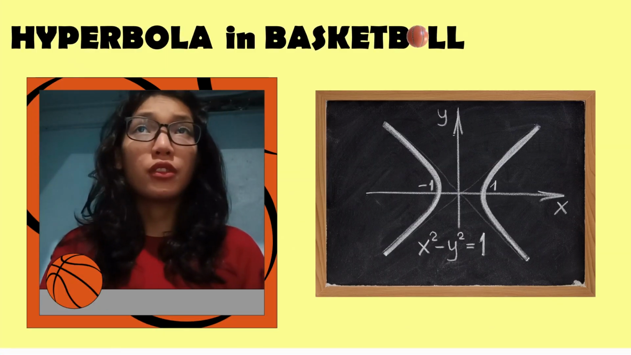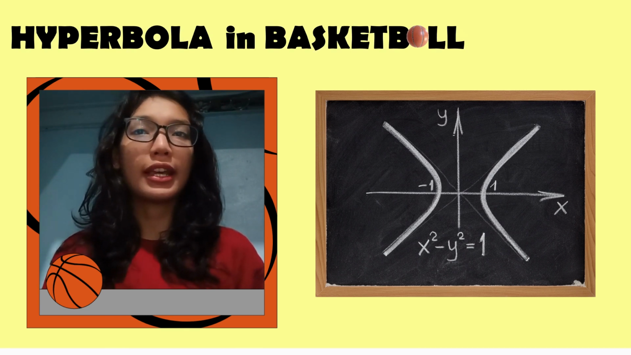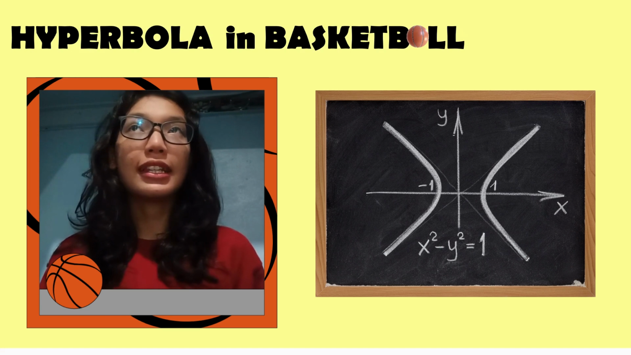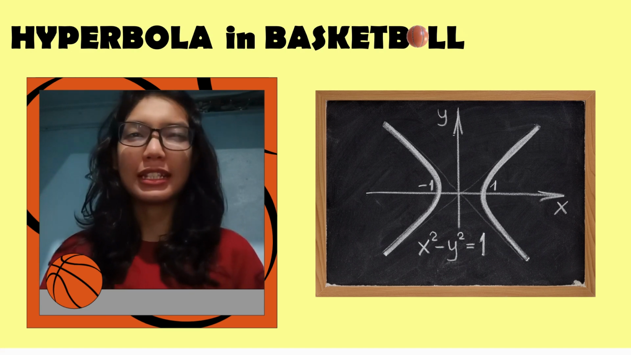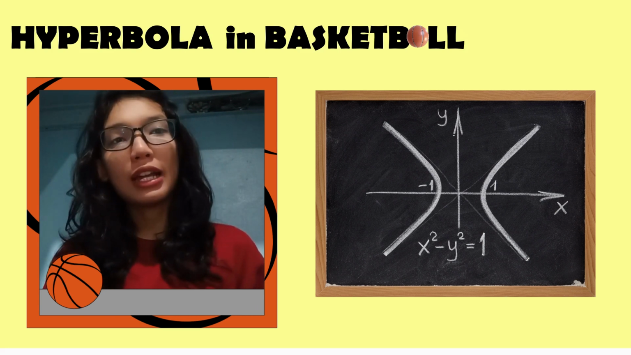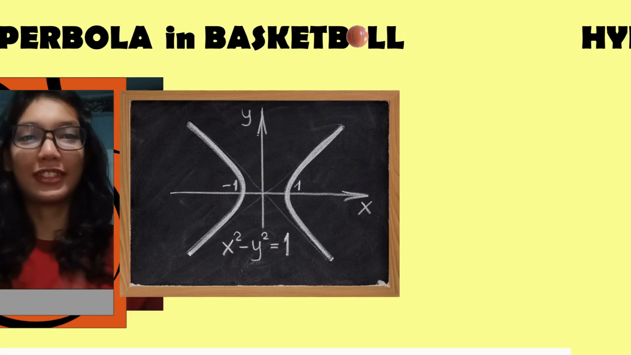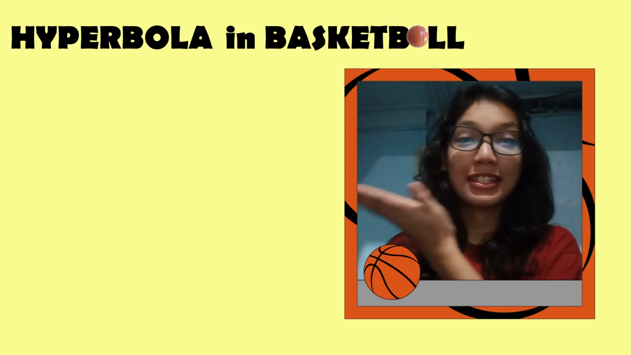Before we delve into the three-point line, let's briefly review what a hyperbola is. So basically, a hyperbola is a conic section formed when a plane intersects a double cone. It consists of two distinct branches that are symmetrical about the center. So the standard equation of a hyperbola looks like this.